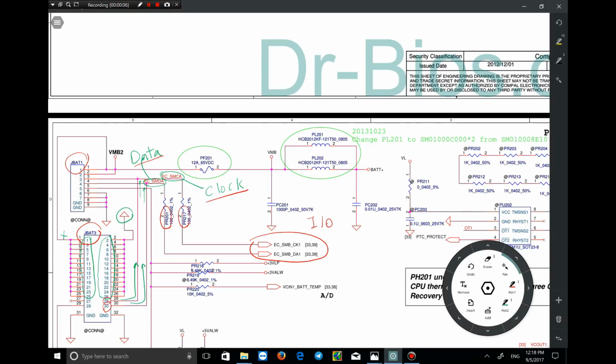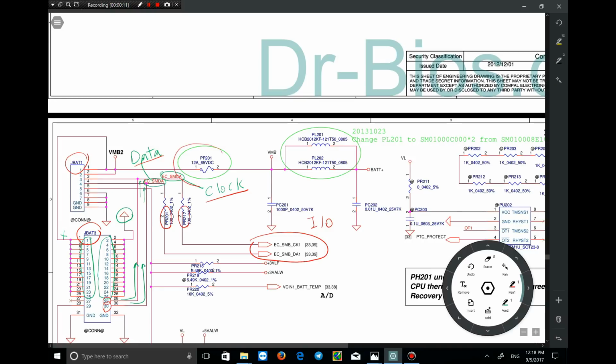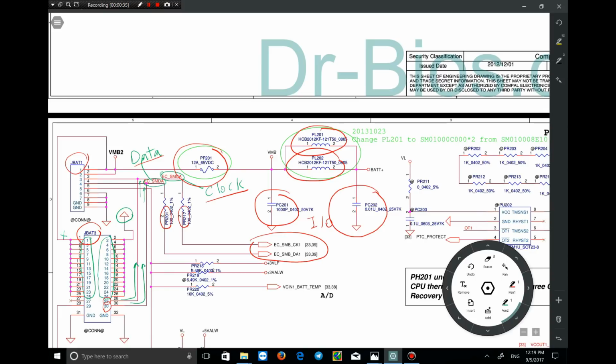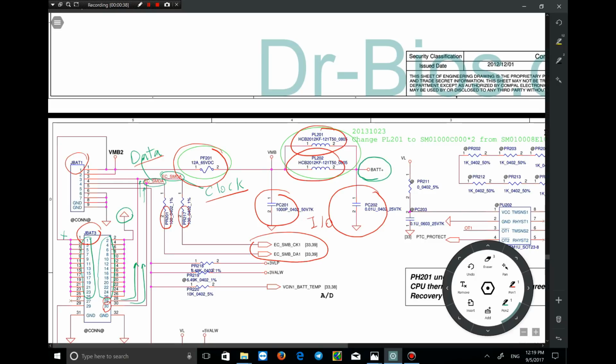So the positive voltage of pin 1 and pin 2 comes through fuse PF201 with 12 ampere and 65 DC volt. Maximum volt is 65. And the filters PC201, PL201, PL202 and PC202. So through these components, the 14.4 battery voltage is provided by BATT positive.